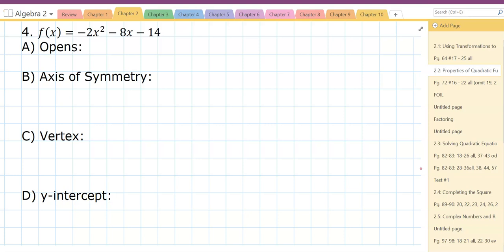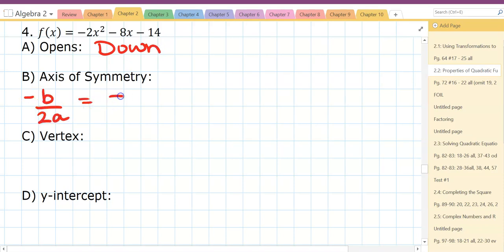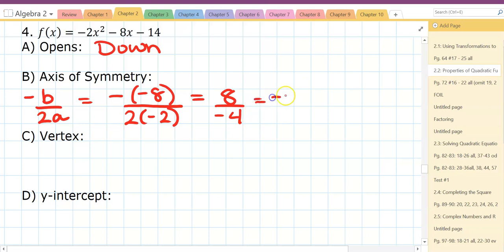All right, does this one open up or open down? Down again, because you've got -2. Negative b over 2a. What'd you guys put in for b? Good. And in for a? So on top we have a double negative, so that's +8 now. And then it's over -4. So we should have gotten -2 for our x.